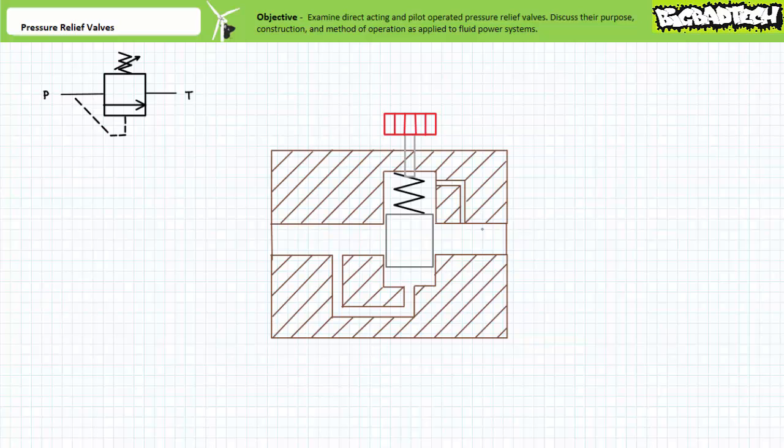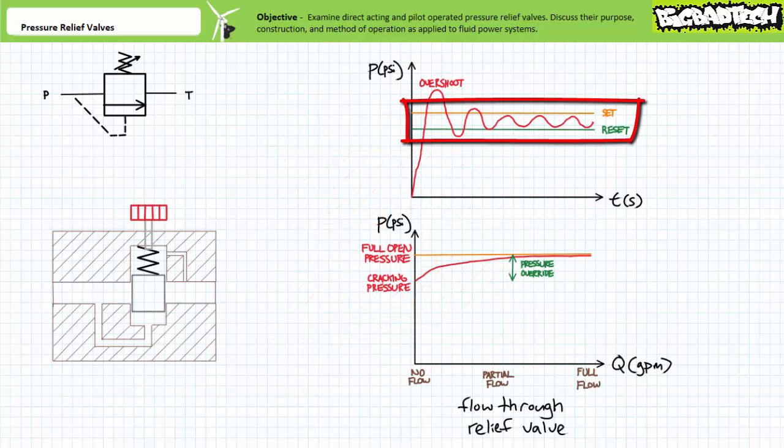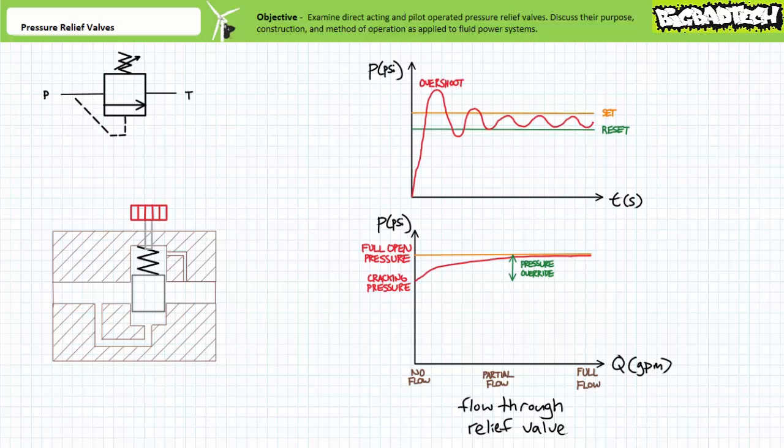Higher pressure systems necessitate larger, more powerful springs. Additionally, due to their simplicity of construction, the behavior of direct-acting pressure relief valves leaves something to be desired. In a perfect world, a pressure relief valve would have a clear and defined set pressure above which the pressure relief valve instantly and fully opens, and a reset value below which the valve instantly and fully closes. In the real world, this ideal behavior is far from the truth. Pressure often overshoots the initial set value, as this graph shows.